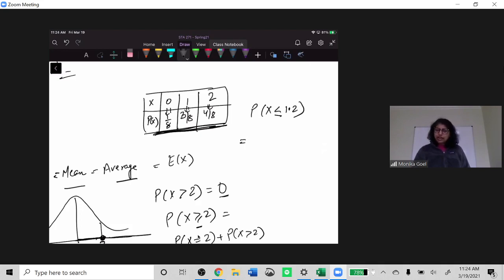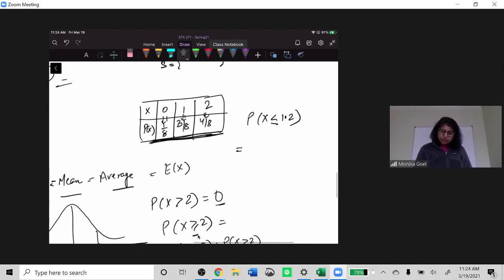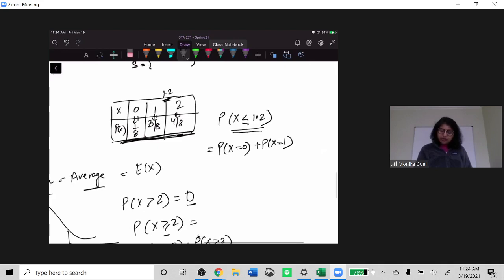How can we find that? So I can just go to my table. 1.2 is in between these two. And I don't have the probability of 1.2. But the question is asking me to look for up till 1.2. Let me see, what do I have in my table? I have probability of x equals 0, probability of x equals 1. I don't have the probability of x equals 1.2.